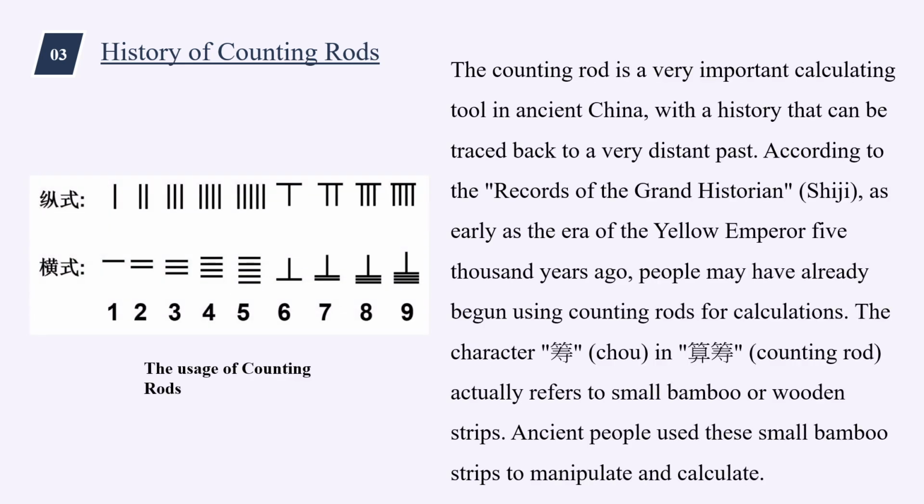Counting rods are an ancient Chinese calculating tool primarily used for mathematical operations. They are usually made of small bamboo or wooden sticks with standardized lengths and shapes. Counting rods represent numbers through different arrangements, such as vertical or horizontal placements. This tool was widely used in ancient times to help people solve various mathematical problems.